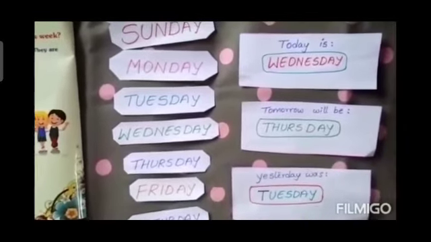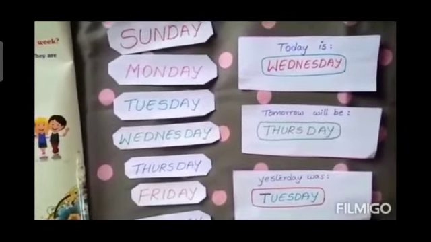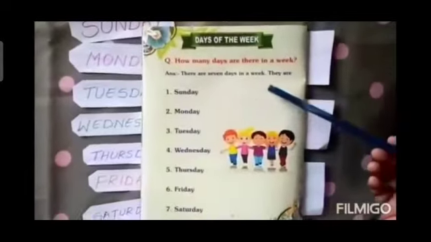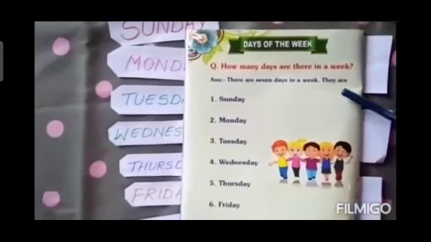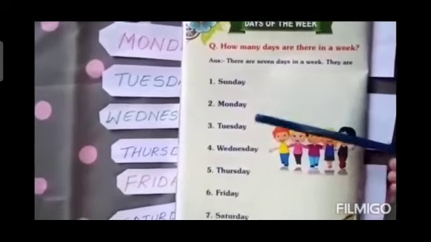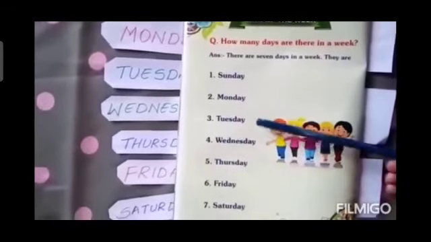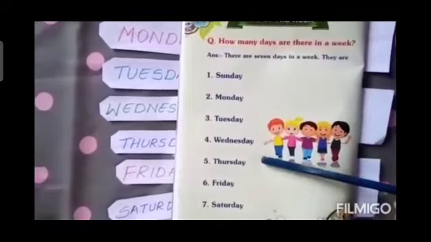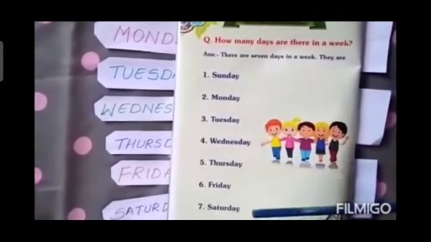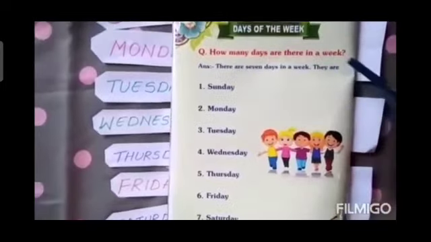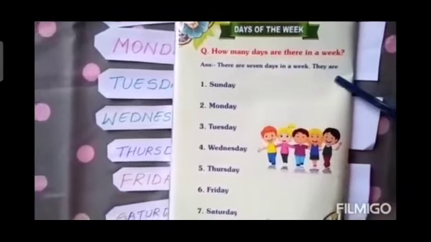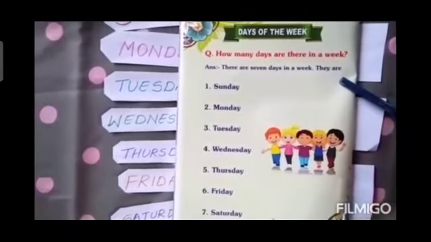Okay, now let us revise once again in our GK textbook. Come, there are 7 days in a week. They are Sunday, Monday, Tuesday, Wednesday, Thursday, Friday, and Saturday. Once again, how many days are there in a week? There are 7 days in a week.